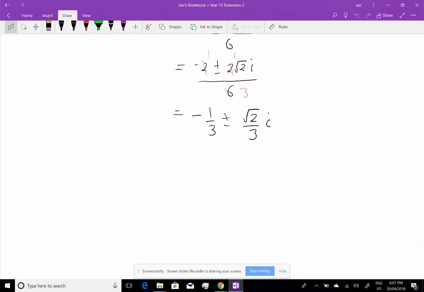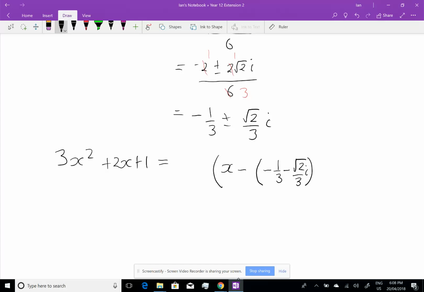But when I factorise this, 3x squared plus 2x plus 1 equals, I'm going to have x minus a third minus root 2 on 3i and x minus a third plus root 2i on 3.